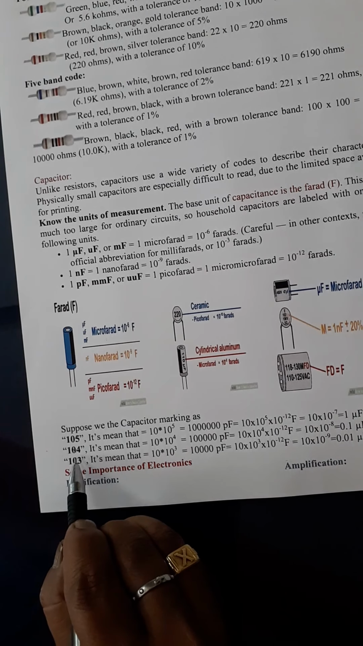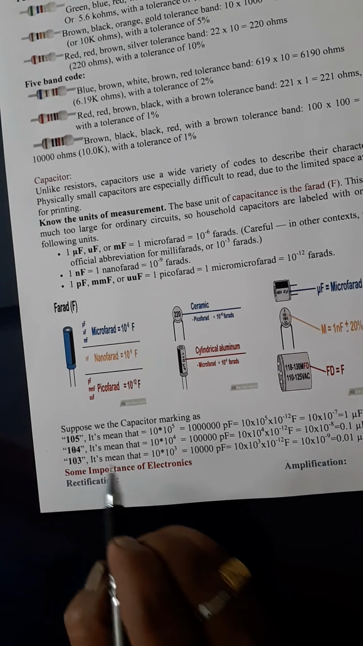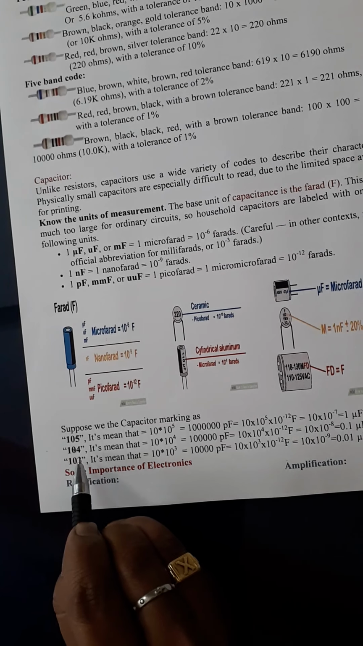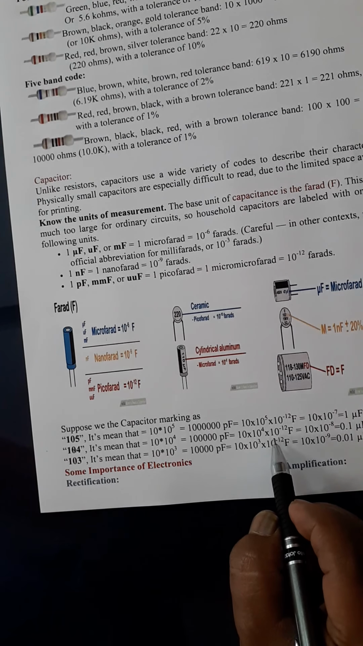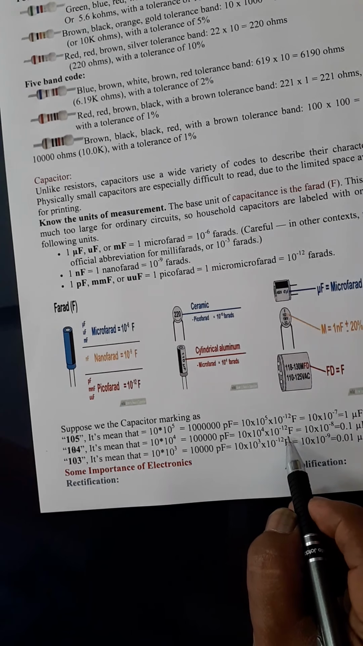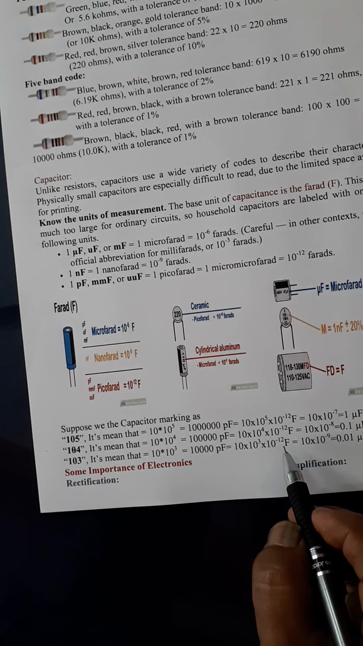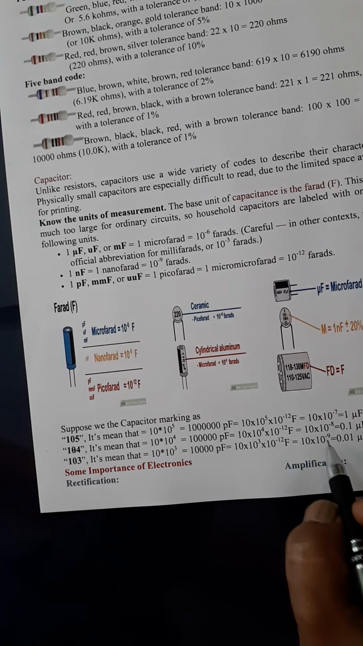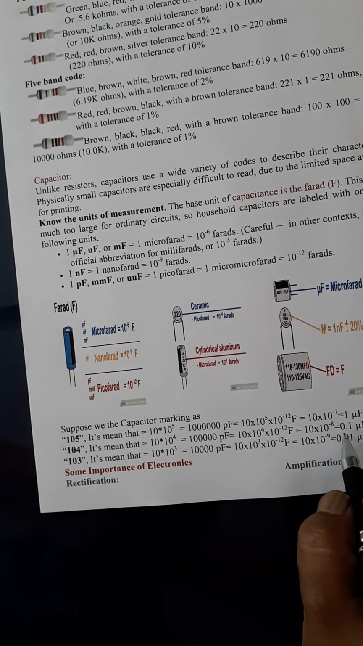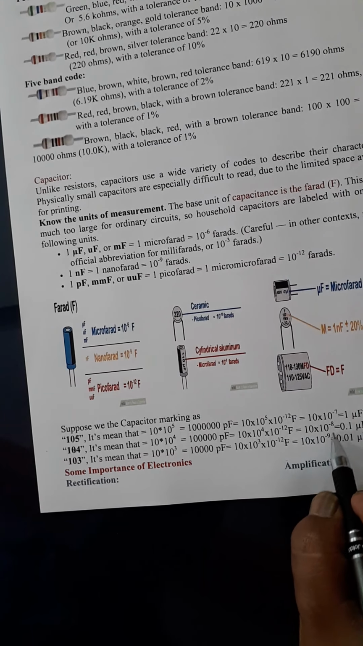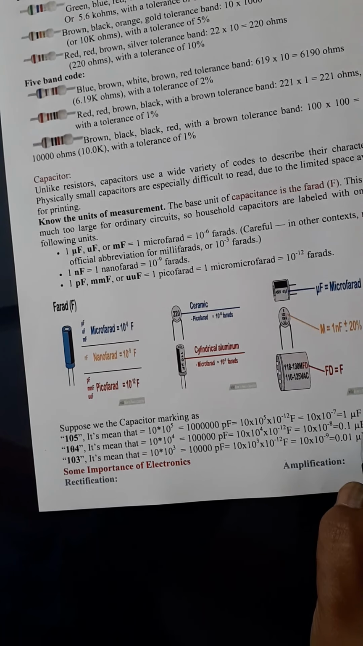In the same way, if I go for the number 104, it is 10 into 10 to the power of 4. The third digit is the multiplier, which is 10 to the power of 4. So this is 10 into 10 to the power of 4 into 10 to the power of minus 12 farad. You remember this. So I can write the value as 10 into 10 to the power of minus 8 farad, or 0.1 microfarad. This is a conversion of 10 to the power of minus 8 into 10 to the power of minus 6, rewritten in terms of a microfarad.